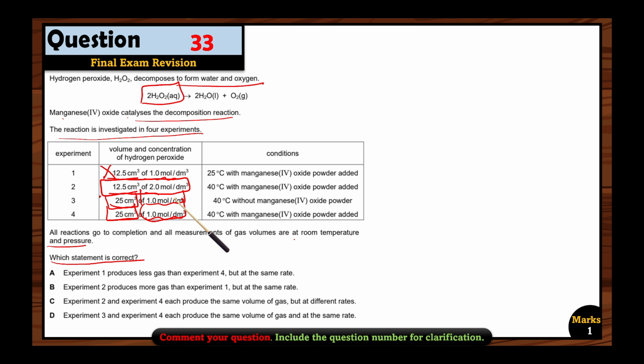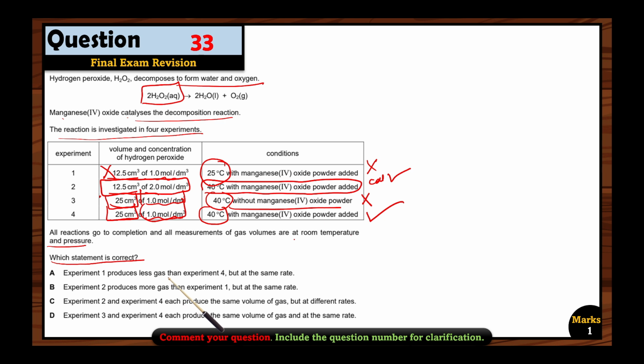Now let's see the conditions here. 40 degrees Celsius with manganese oxide powder added. Here, without manganese oxide powder, the temperature is 40. Temperature remains the same. Here the temperature is also less. This reaction will have the lowest reaction rate. And this one, if you see, the temperature is the same for all, but in this one we have catalyst, right? In this one no catalyst, and in this one we also have catalyst. Now let's see one by one.